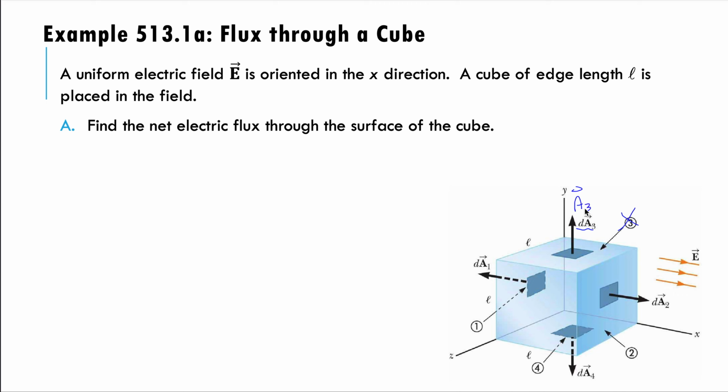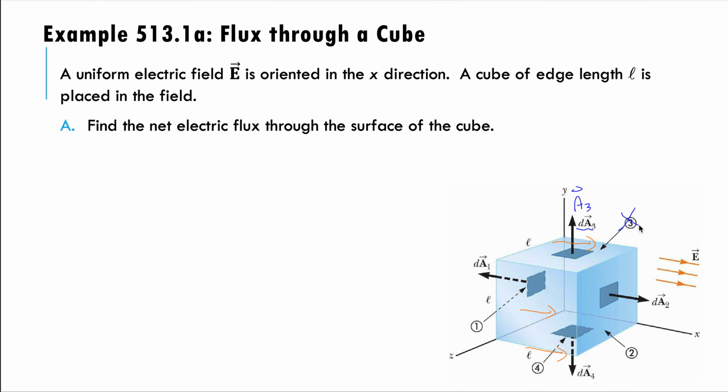Okay, so how do we do this? Well, remember that the electric field has to have some component perpendicular to the surface. So if you think about this top surface, A3 for instance, the electric field is parallel to that surface. So that means that there is no flux through surface 3. The bottom surface 4 also has no flux going through it because the field is parallel to that surface. What about this front surface here? It doesn't have a number, but the field is parallel to the surface because this surface is parallel to the xy plane. The field is in the xy plane. Likewise, the back surface has no flux.